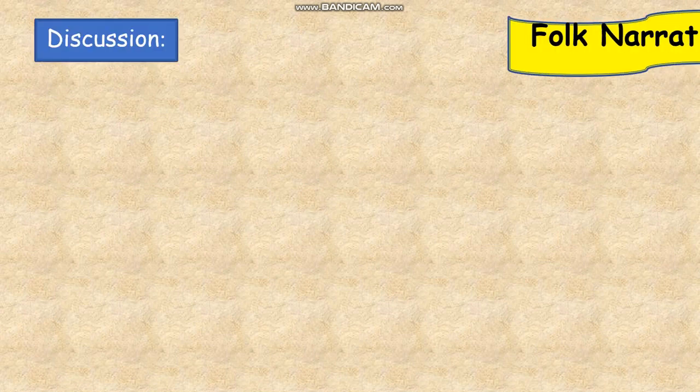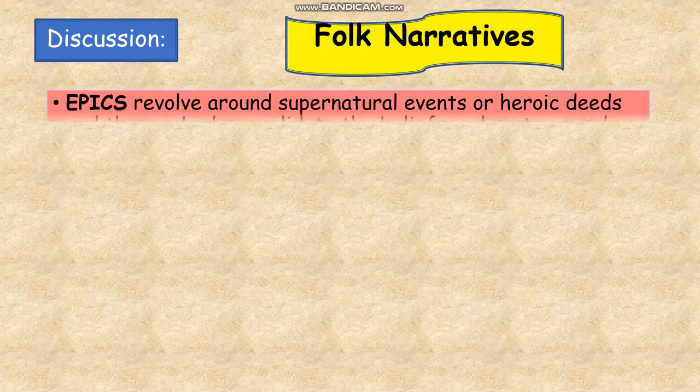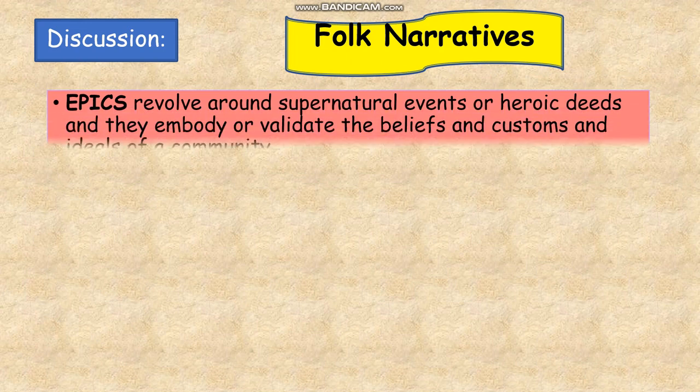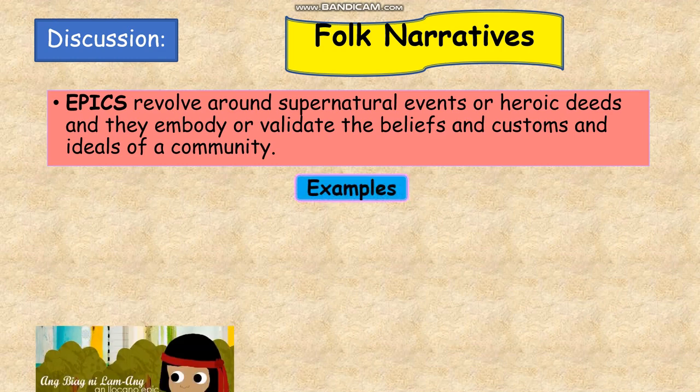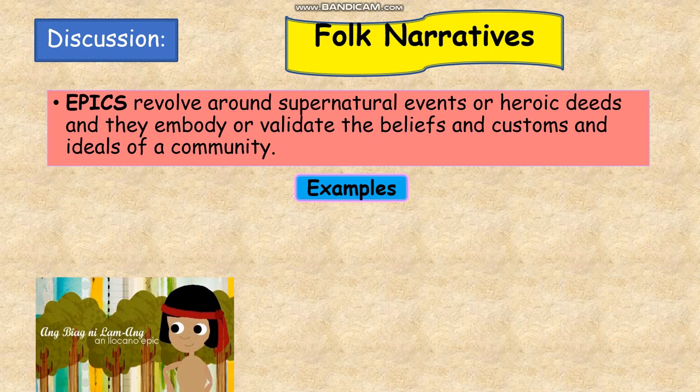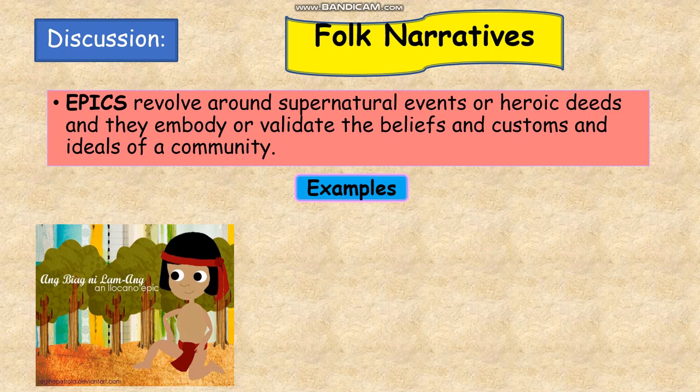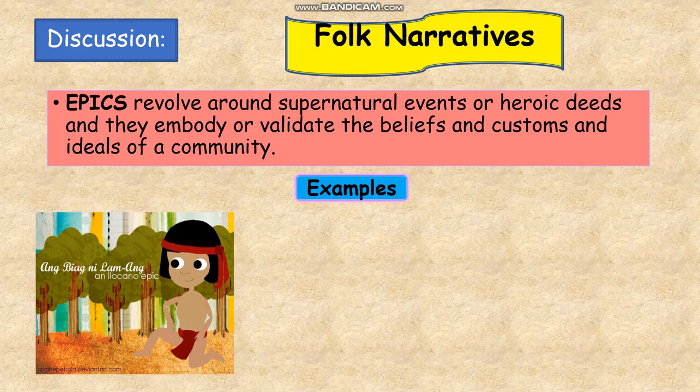Another type of folk narrative is an epic. Epics revolve around supernatural events or heroic deeds, and they embody or validate the beliefs and customs and ideals of a community. Some examples of epics are the following: Ang Biag ni Lamang or The Life of Lamang is a pre-Hispanic epic poem of the Ilocano people of the Philippines. The story was handed down orally for generations before it was written down around 1640, assumably by a blind Ilocano bard named Pedro Bucaneg.